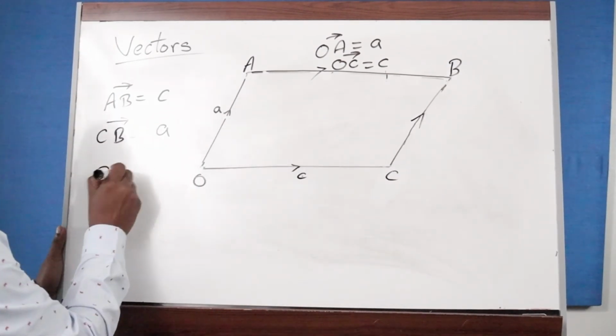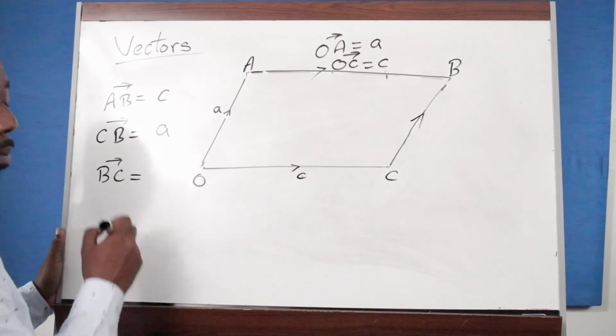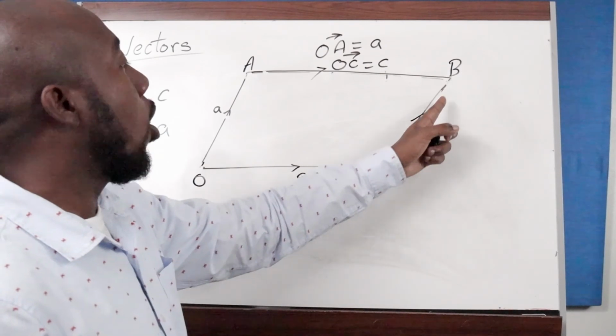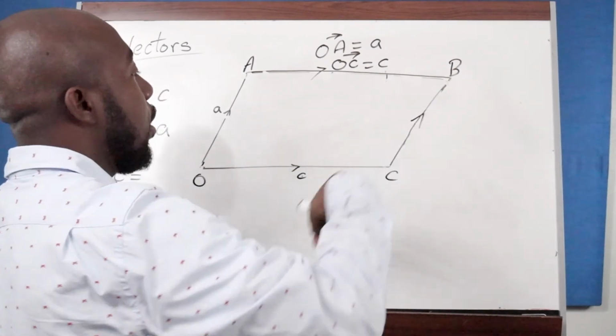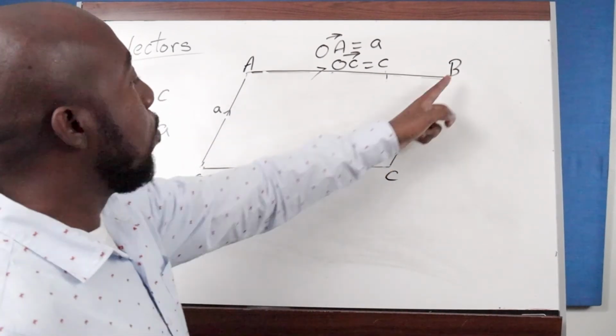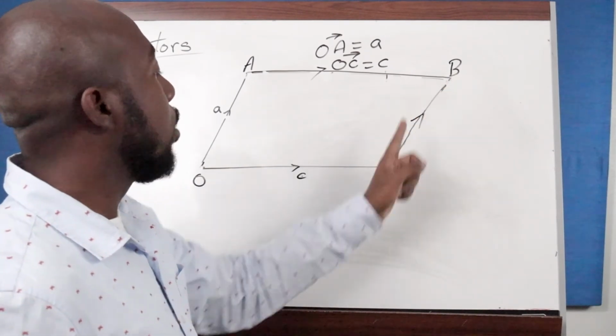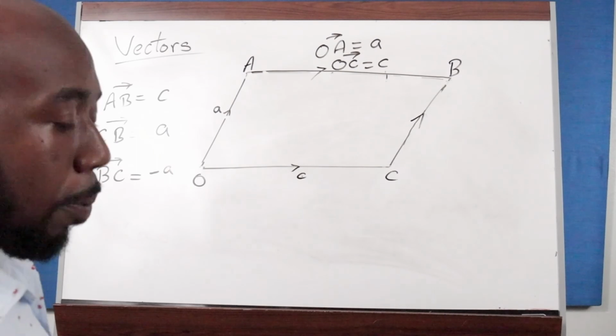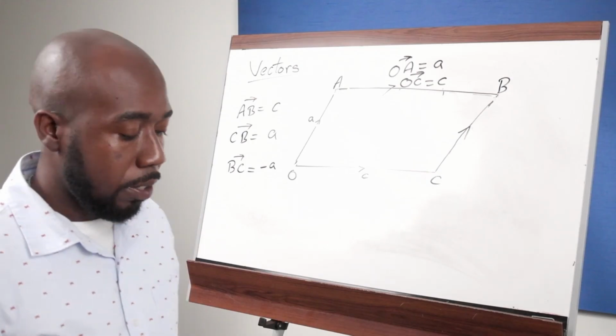Then BC. Now B to C. All they're doing is the opposite direction. It's going in the opposite direction. If from C to B gives me A, from B to C will give me negative A. Just opposite direction. So because of the opposite direction, the sign will change.